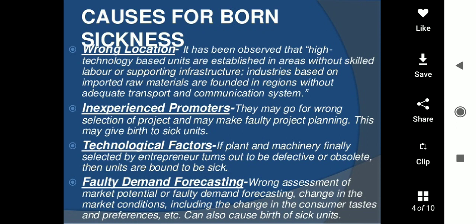Some technological factors are there, like you are not using the particular machine as per the requirement of the citizens, as per the requirement of the demand. You are not fulfilling the demand and supply chain of the economy. What you are supplying is not demanded by the customer and vice versa. Everything has happened, but due to some technological factors, it also leads to one of the main causes for born sickness of industrial units in India.